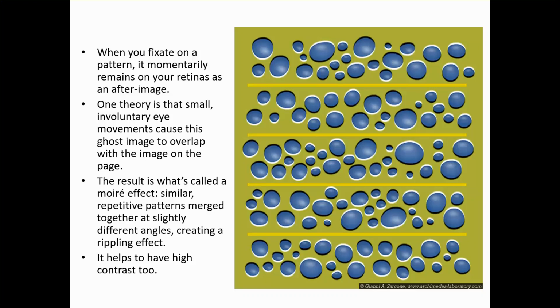So one theory is that small involuntary eye movements cause this ghost image to overlap with the image on the page. So you are seeing what you're currently looking at, but also the previous image at the same time. It's called a moiré effect. So the cool thing is it's creating this optical illusion to help you see multiple things, which is really, really unique and really crazy.